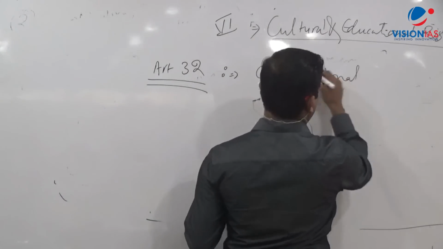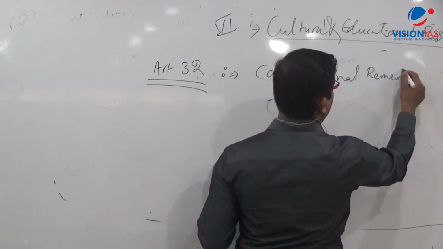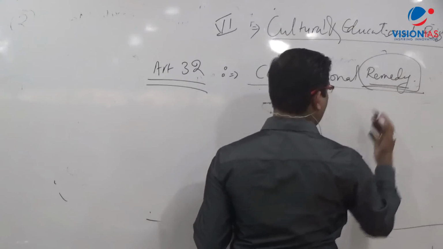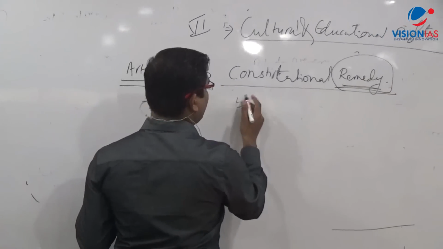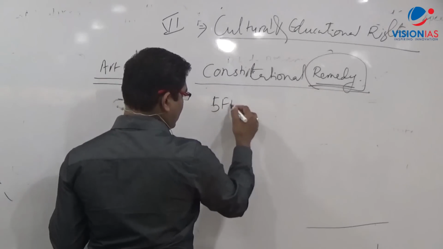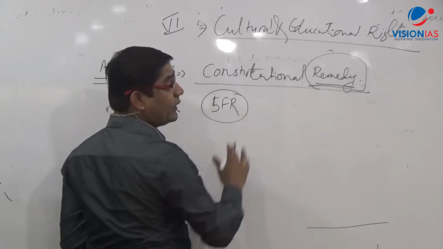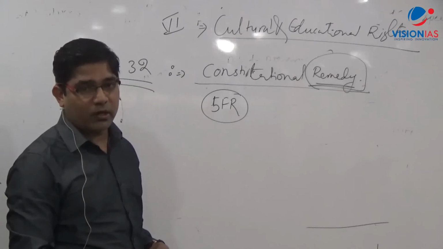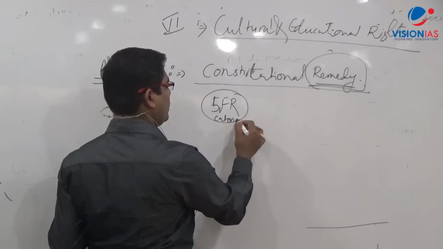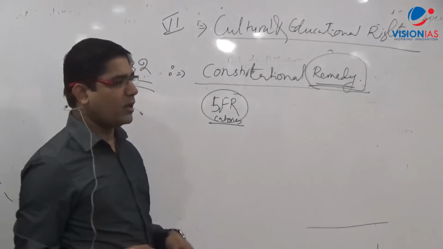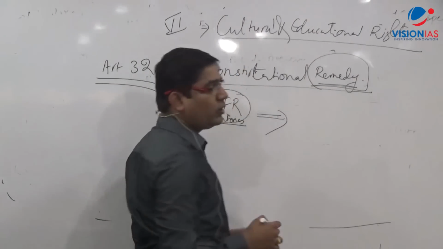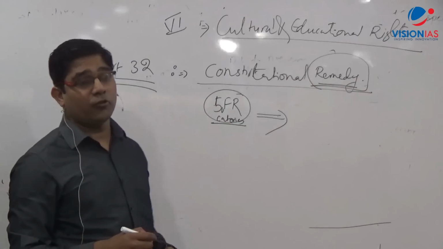Constitutional remedy, as the word suggests, is a remedy. Remedy means for whichever fundamental rights we have seen so far, the 5 categories of fundamental rights. There are not 5 rights, there are 5 categories. Remember this. These 5 categories of fundamental rights will not have any significance if you don't have a provision for enforcement.